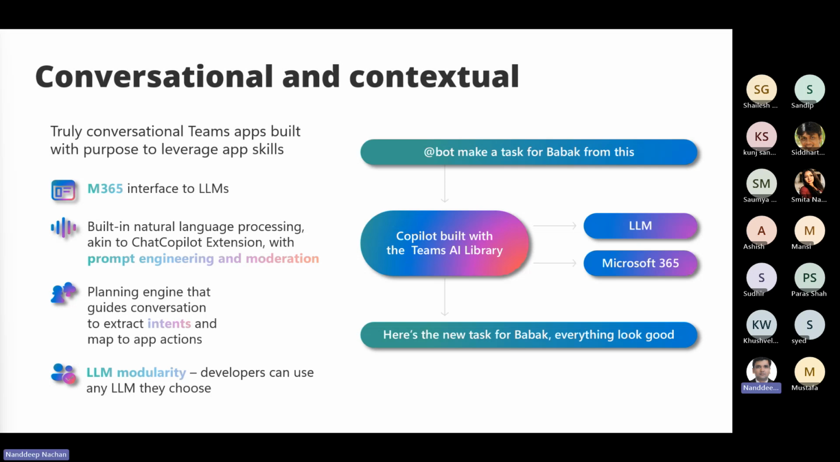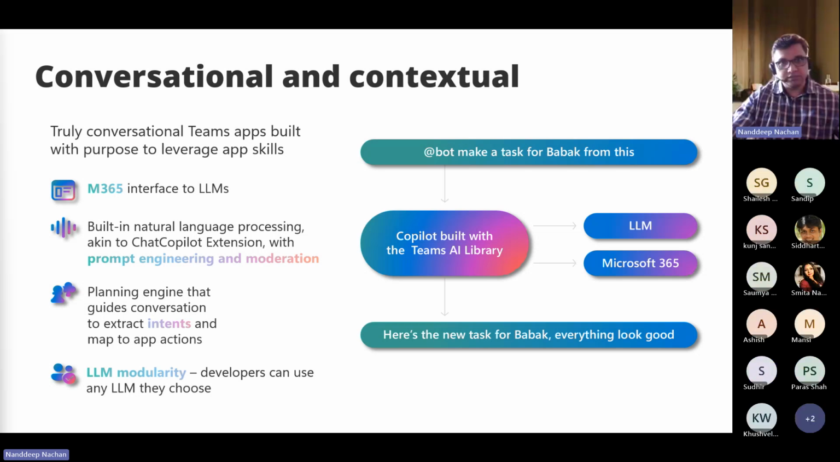All right. So now, when we are using those conversational features as well as maintaining the contextuality, how does it work? The Teams AI library is nothing but an M365 interface to large language models. Using techniques like prompt engineering, you can add a Copilot-like conversation experience, build safety features like moderation, and even help make a Copilot that can respond in an appropriate manner.